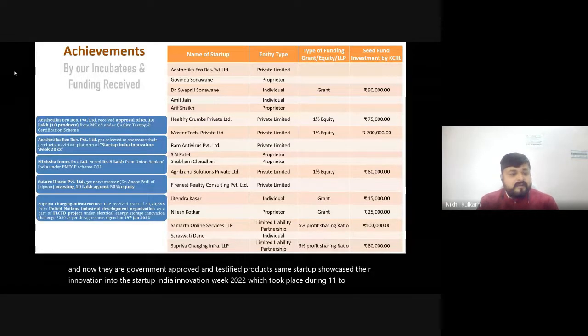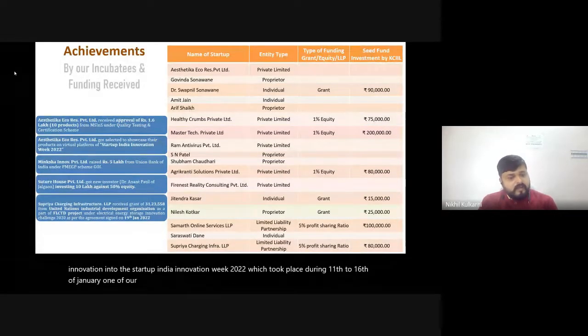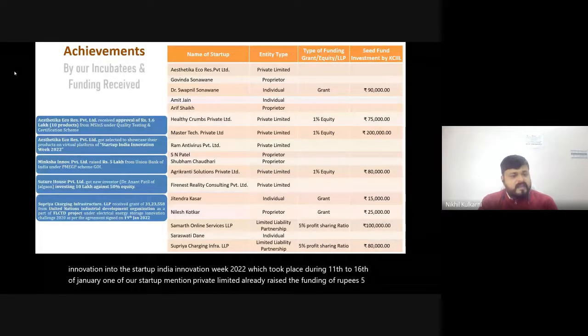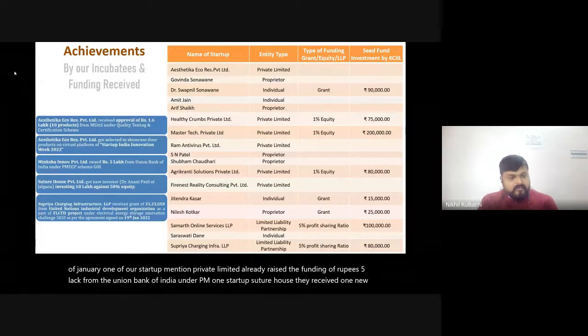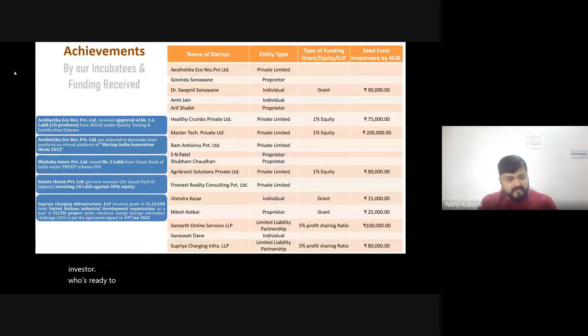January. One of our startups, Mincha Innovation Private Limited, already raised funding of 5 lakh rupees from the Union Bank of India under PMEGP. One startup, Suture House, received a new investor who is ready to invest 10 lakh against 50% of equity.